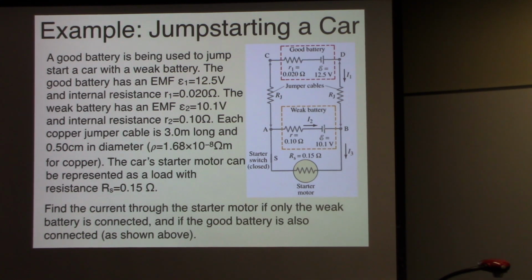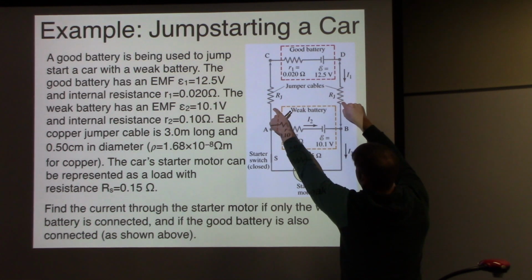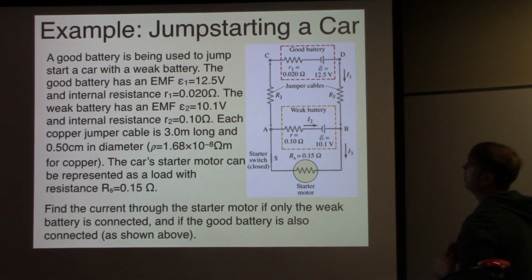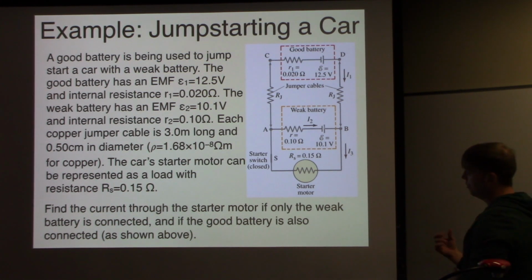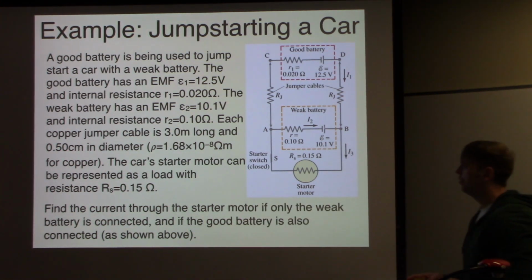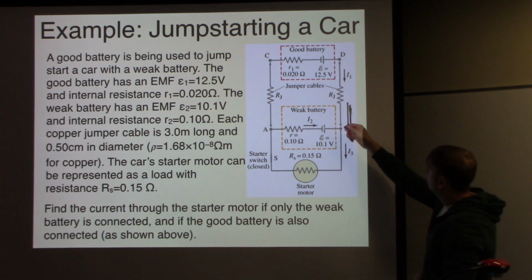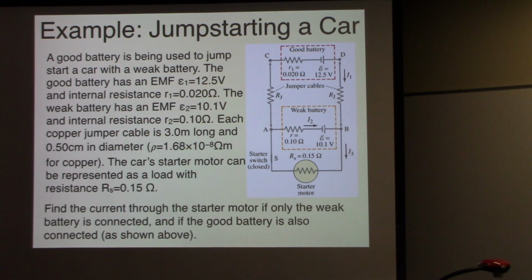So each copper jumper cable that we attach the good battery with over here is 3 meters long, 0.5 centimeters in diameter, and has a resistivity for copper of 1.68 times 10 to the minus 8 ohm meters. So we're going to actually have resistance for the jumper cables to consider in this problem as well.